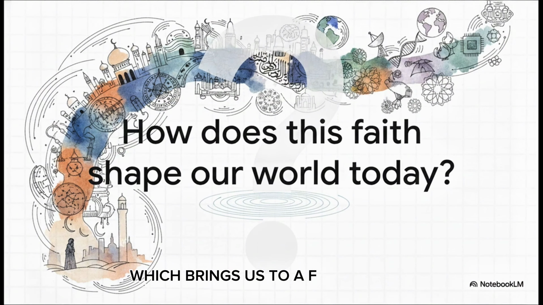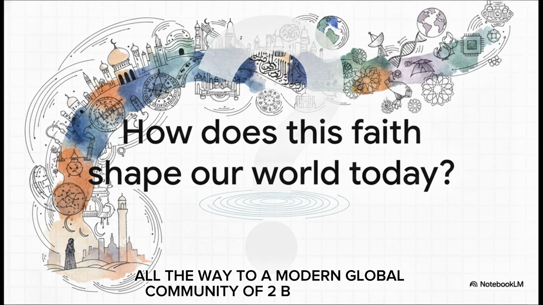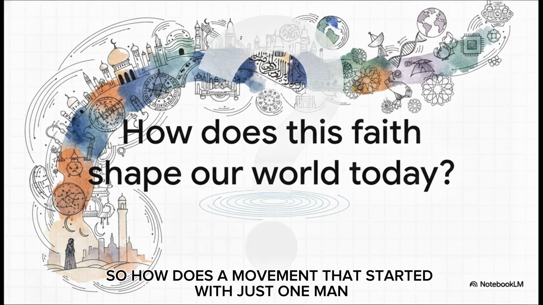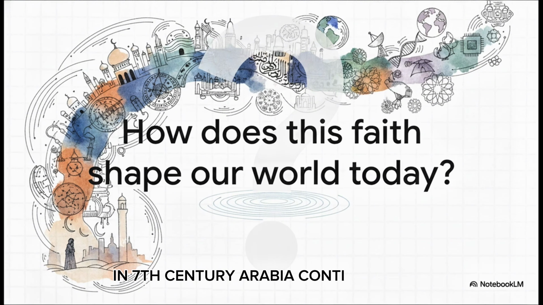Which brings us to a final, really fascinating thought. We've traced a line from a single voice in 7th century Mecca, through vast, expanding empires, into a golden age of science, all the way to a modern global community of 2 billion people. So, how does a movement that started with just one man in 7th century Arabia continue to so fundamentally shape our modern religious, cultural, and scientific world today? It's a pretty amazing question to ponder.